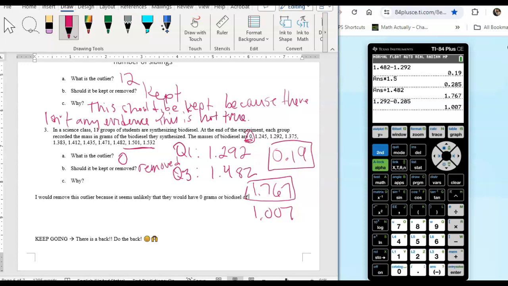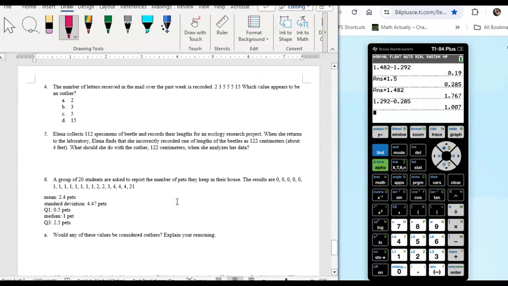Of a mass with 0 grams. Okay, I think I spelled biodiesel wrong. I did. Yep, biodiesel. Okay, so make sure again that you answer that question completely. Again, we use 1.5 times the interquartile range to find the amount that we add to quartile 3 or subtract from quartile 1 to see which numbers are either too big or too small and are therefore outliers.